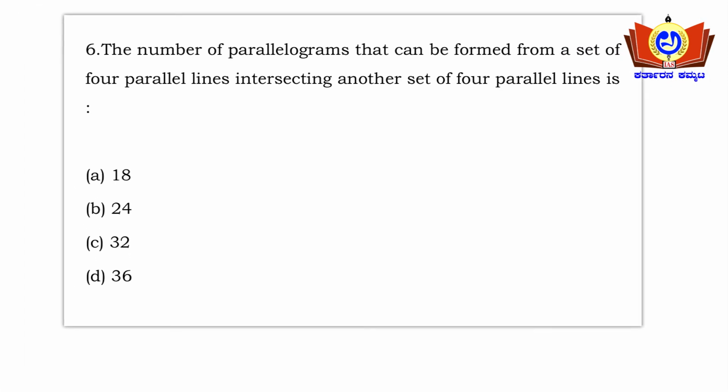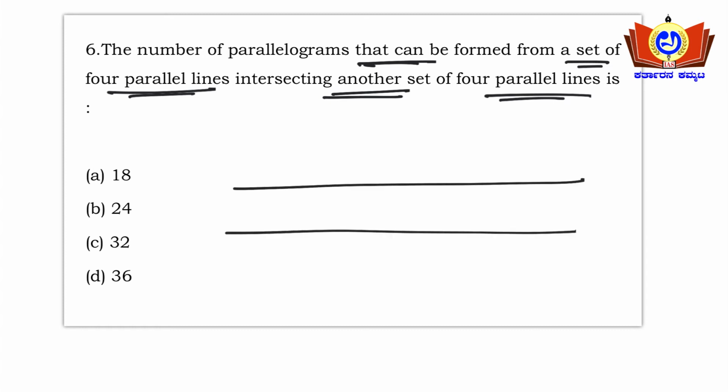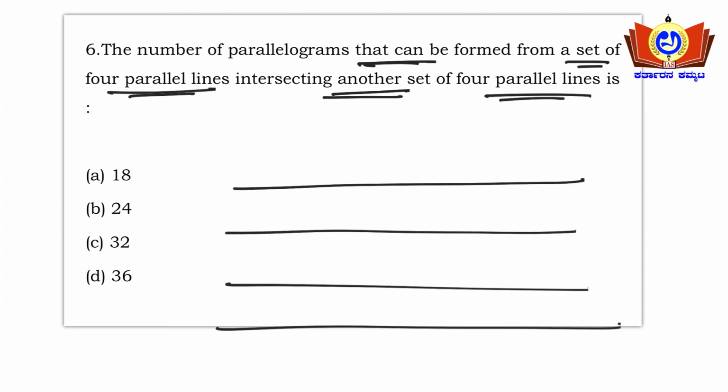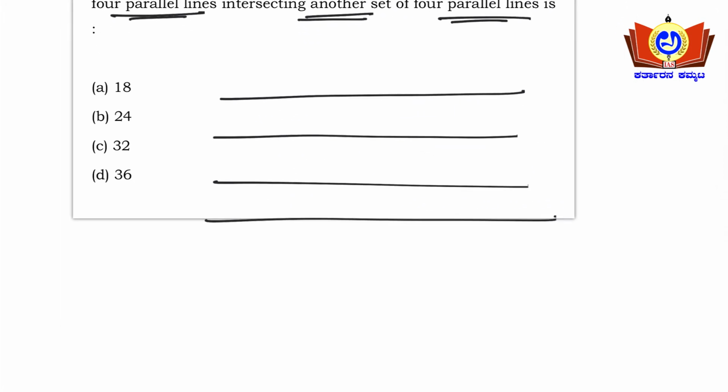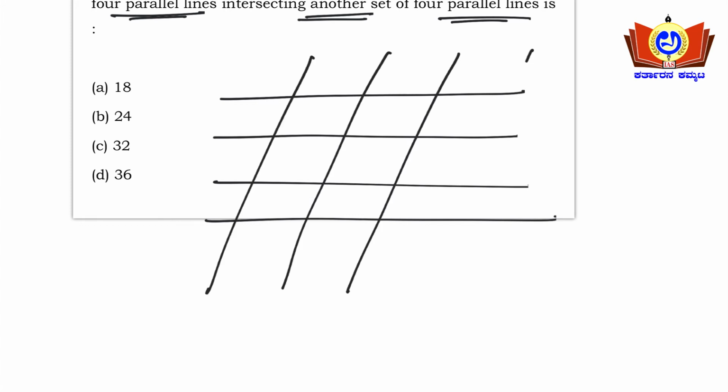The number of parallelograms that can be formed from a set of 4 parallel lines intersecting another set of 4 parallel lines is. Okay, see here, actually this question is representing like this. The number of parallelograms that can be formed from a set of 4 parallel lines, so 1 2 3 and 4 parallel lines, intersecting another set of 4 parallel lines. These 4 lines are intersecting with another 4 parallel lines here, so 1 2 3 and 4. So in this figure, how many parallelograms can be formed? So this is the question, my dear friends.